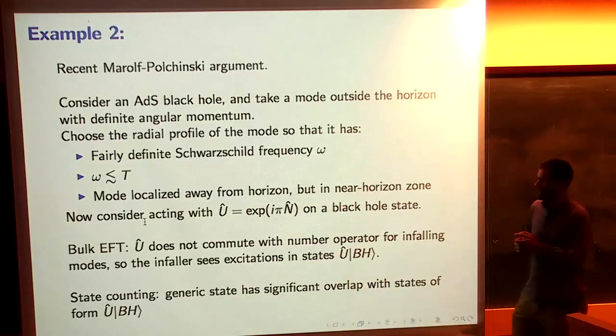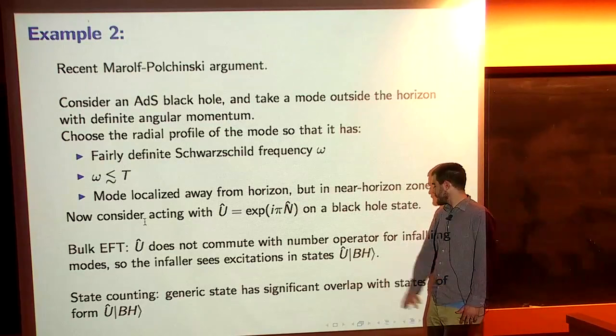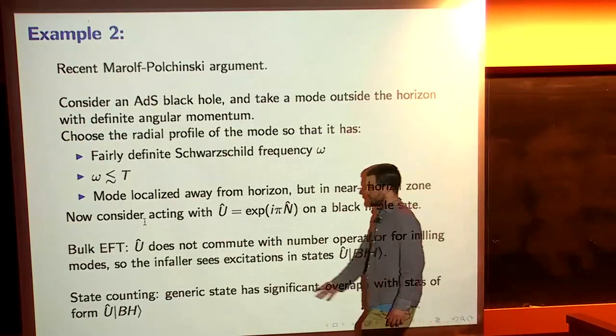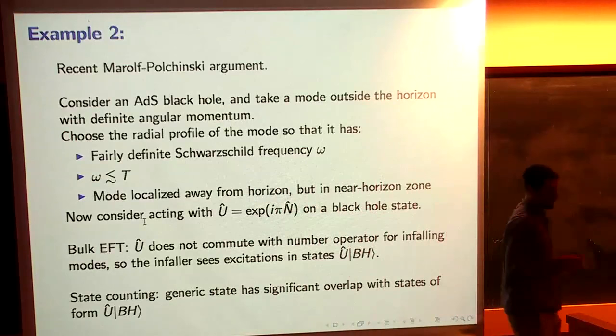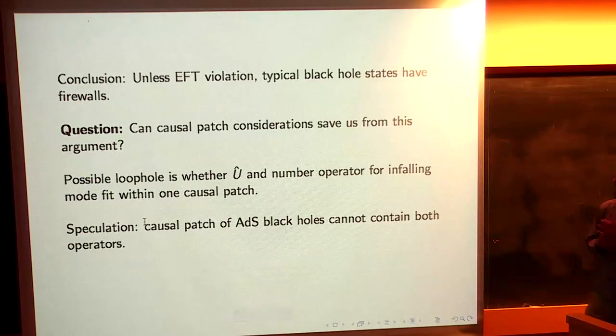And then they do some state counting to argue that a generic state has significant overlap with these states of the form U acting on the black hole. Okay, so this is an argument that generic black hole states will have some excitations near the horizon. We'll have some degree of firewall. So unless you violate effective field theory, then the typical black hole state is going to have a firewall.